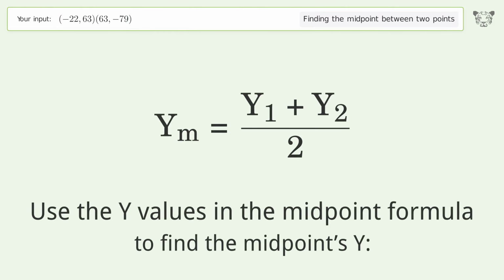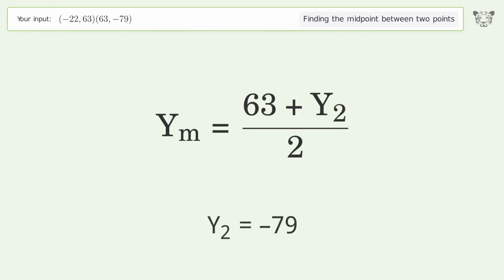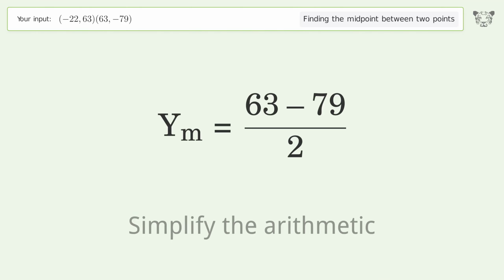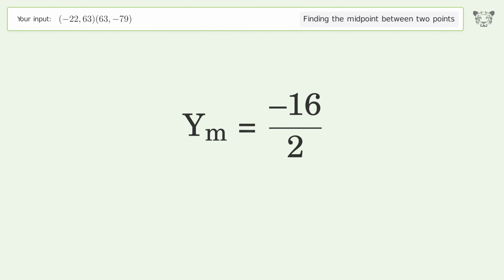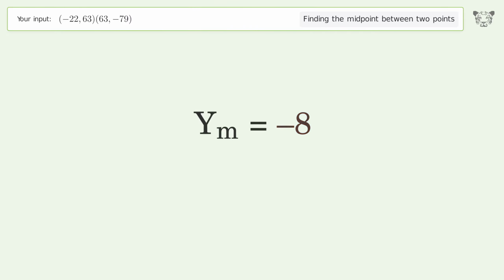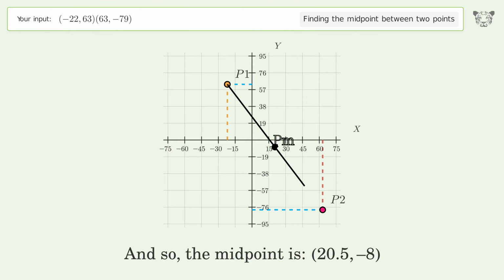Use the y values in the midpoint formula to find the midpoint's y. y1 equals 63. y2 equals -79. Simplify the arithmetic. And so, the midpoint is 20.5, -8.